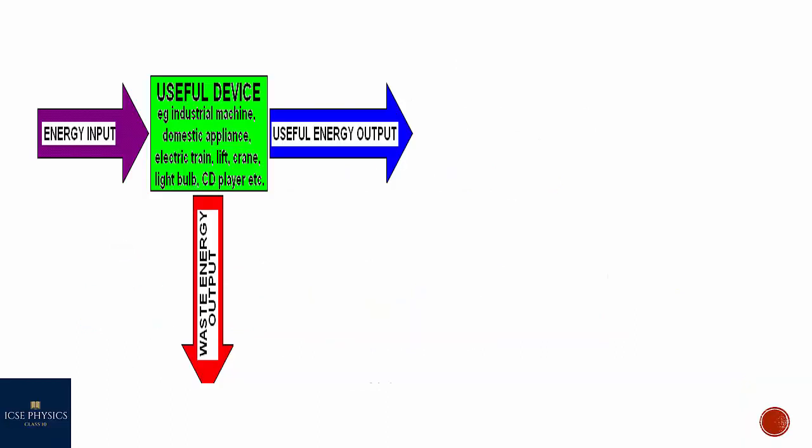Now let's see a useful device. This is a device which is marked in green color.